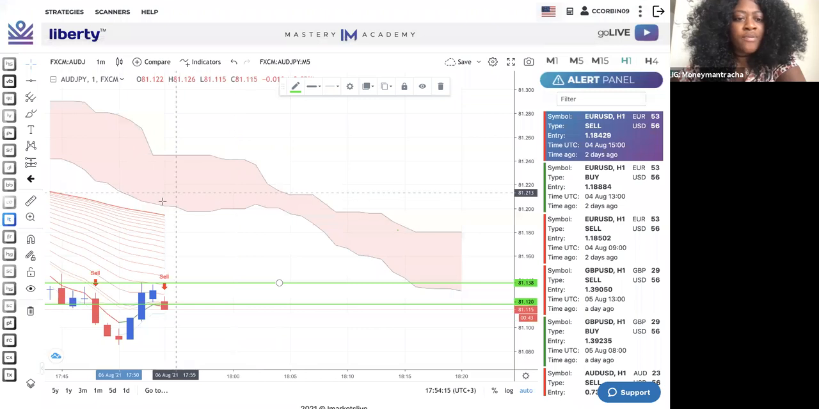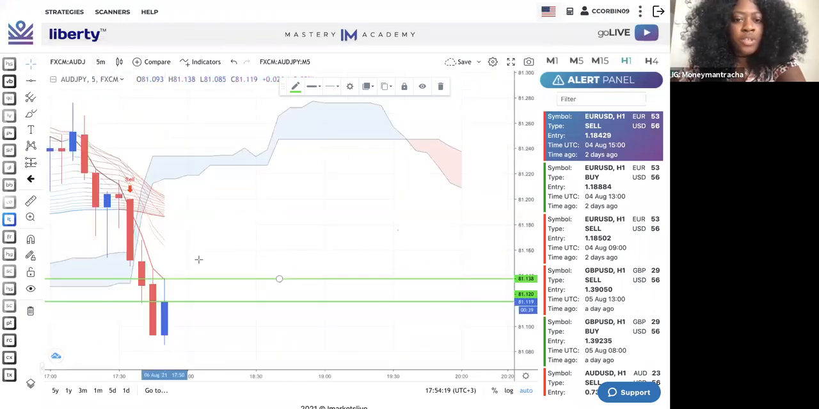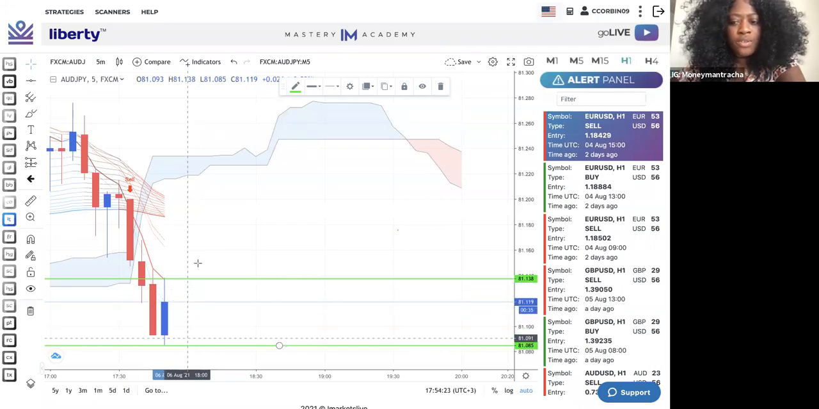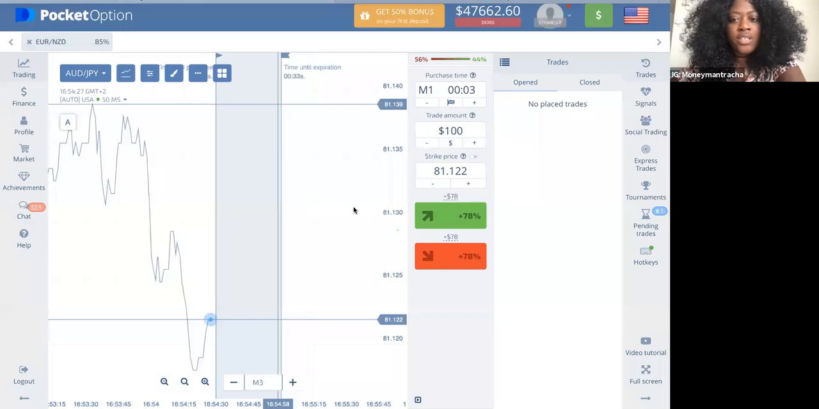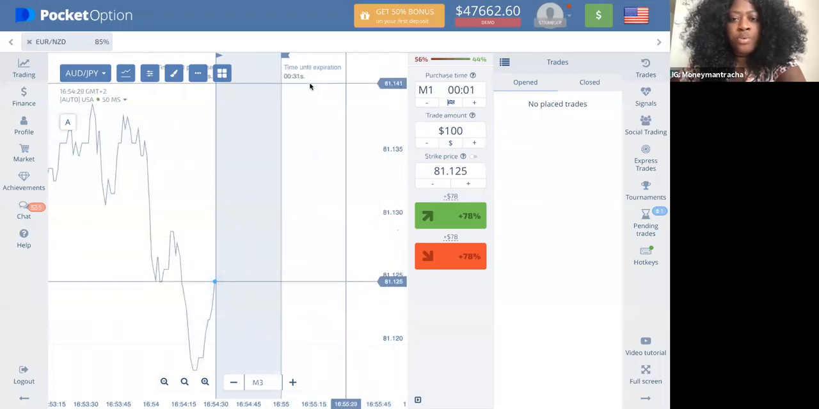On the five, we could try to find the entry, but I wouldn't focus on the 5 minute. I wouldn't focus on the five, only because it was consolidating there. So let's just wait for this little push up.